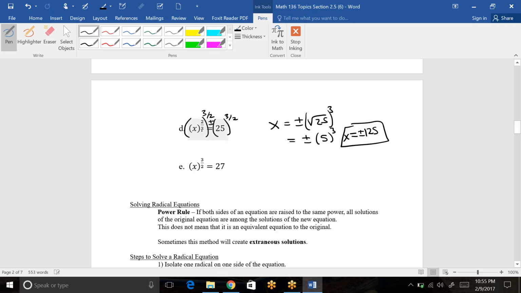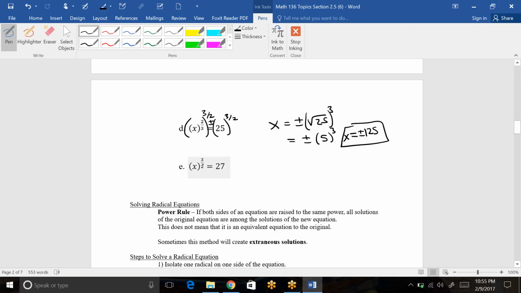And they both will work when you plug them back in, because you'll take the cubed root, so you'll either get a positive 5 or a negative 5 depending on which one you plug in, but then you square it, and positive squared is positive and a negative squared is a positive. So that would work in both scenarios there.